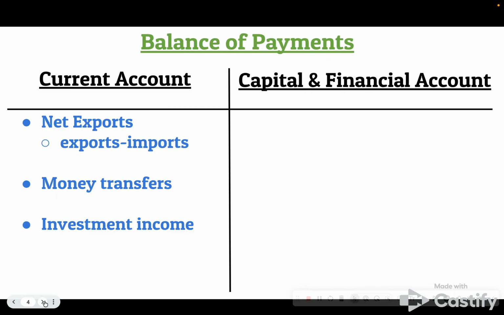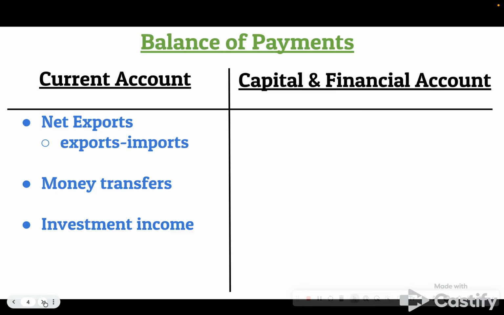So similar to net exports, we're going to subtract all of the money transfers and investment income that's coming in from all of the money transfers and investment income that's going out. So sometimes you'll see the word net in front of those as well.